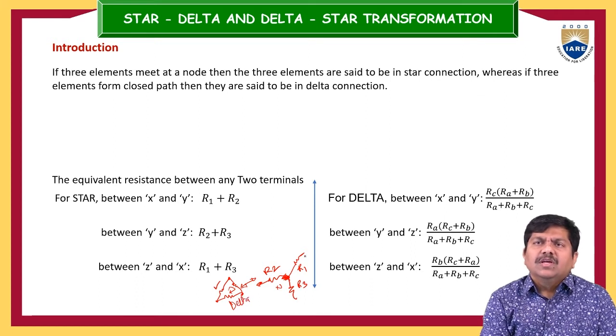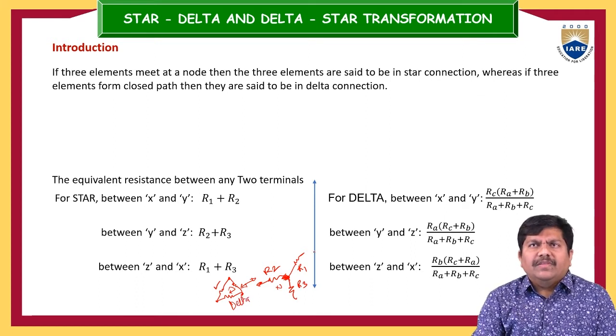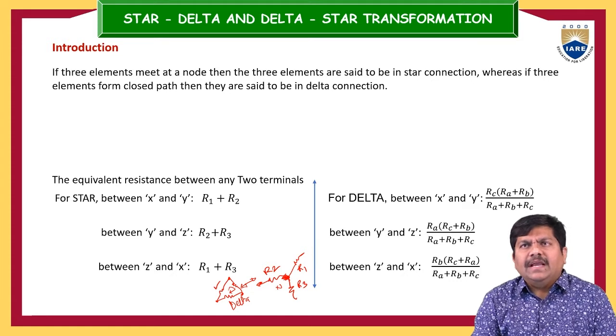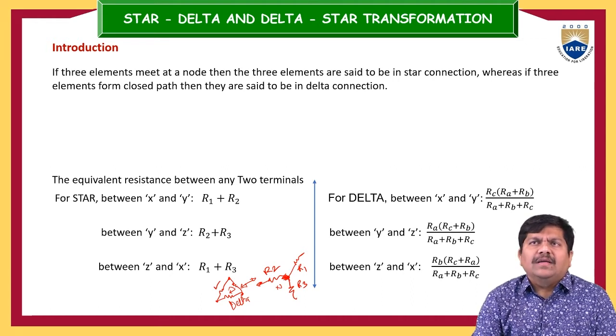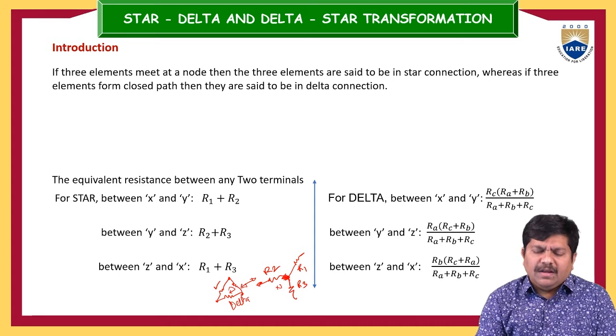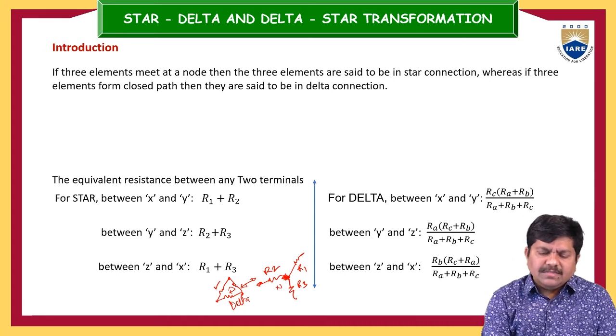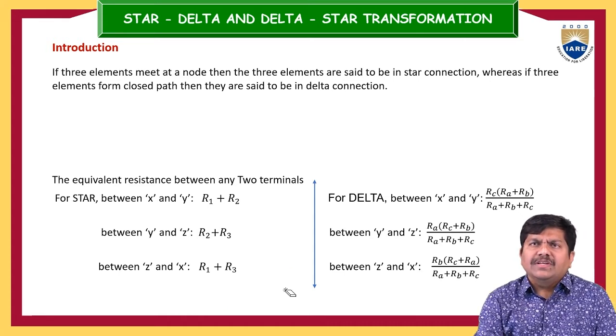So let me define: if three elements meet at a node, then the three elements are said to be in star connection, whereas if three elements form a closed path, then they are said to be in delta configuration. So that is the star and delta configuration definitions.